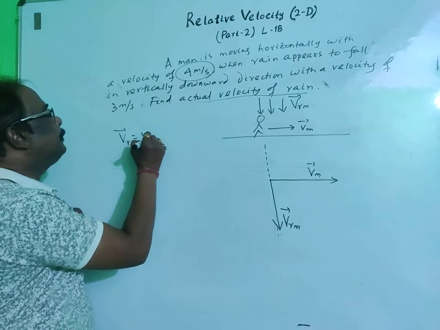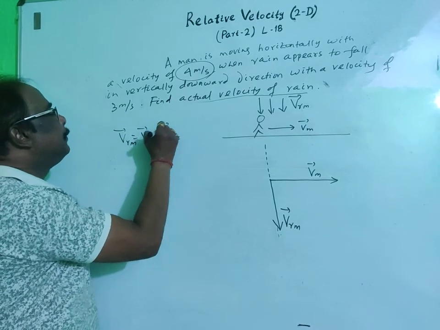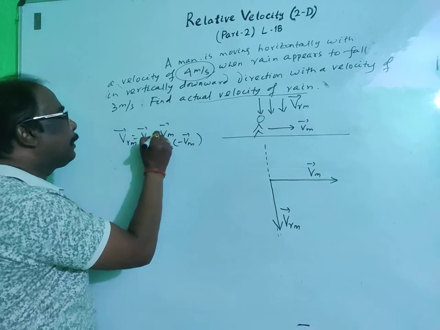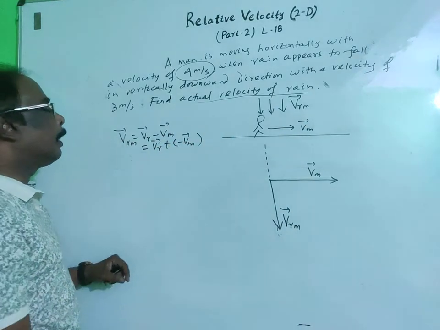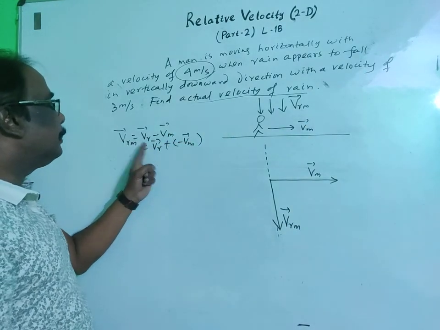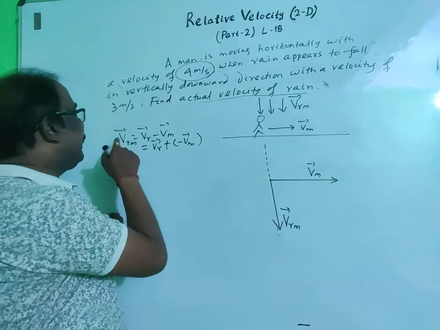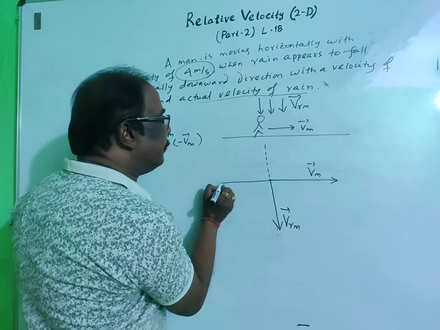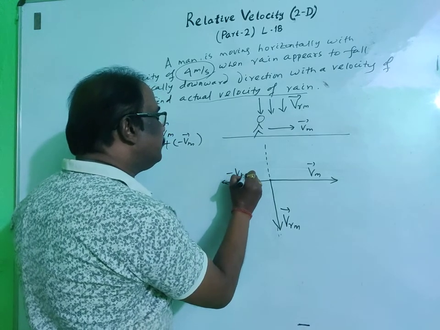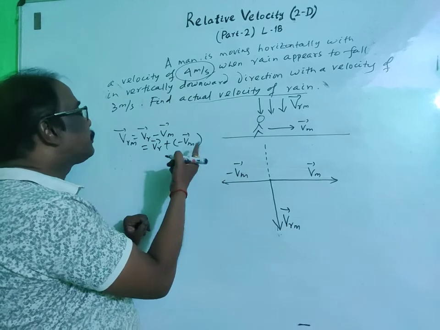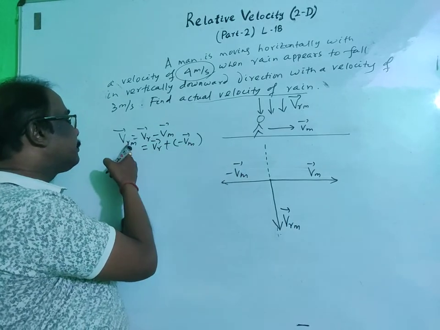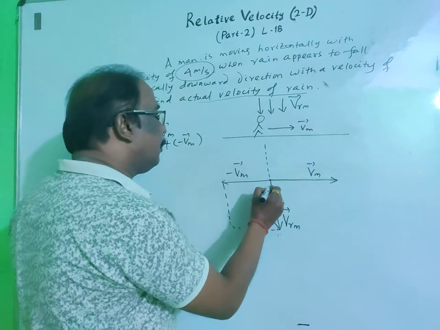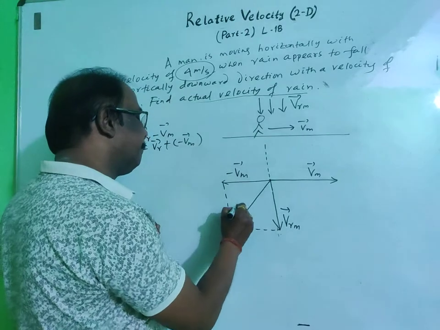Then what is your basic concept in generalized method? VRM is equal to VR minus VM, or VR plus minus VM. Method of vector subtraction is equivalent to method of vector addition. Only negative of one vector is added with other vector. Means to get VRM, we have to get first minus VM. This is minus VM. This is VR. Sum of minus VM and VR gives us VRM. Then add these two. Complete the parallelogram, and this is VR.